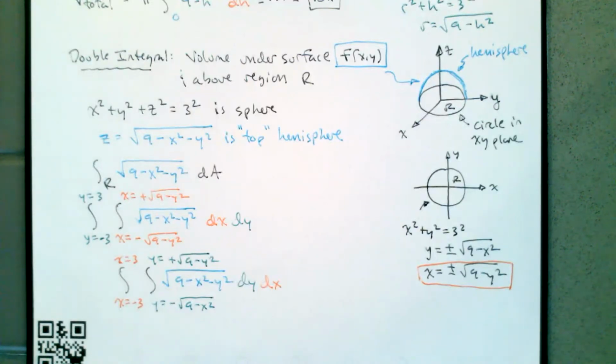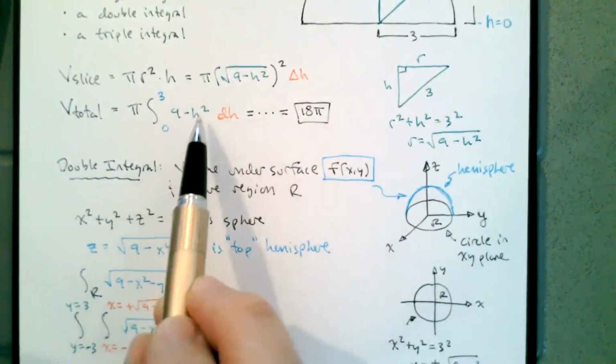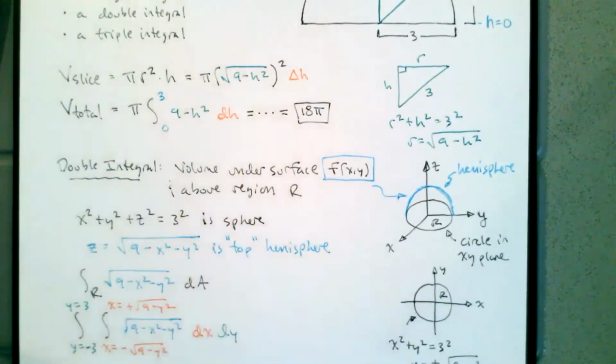But what we had to do was tell the integral what values of x to plug in and what values of y to plug in. Just like in the single variable integral, we had to tell the integral what values of h to plug in. And what we're doing is calculating this height at all these different coordinates, x and y. Whereas in the single variable integral, we're calculating this volume at all these different heights.